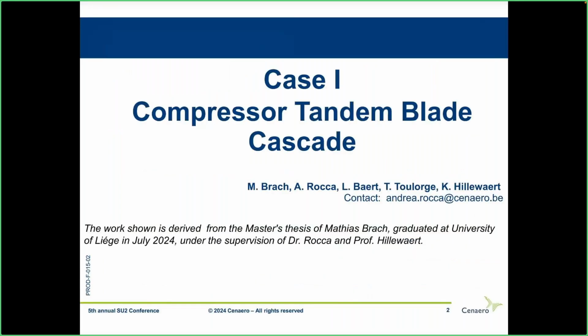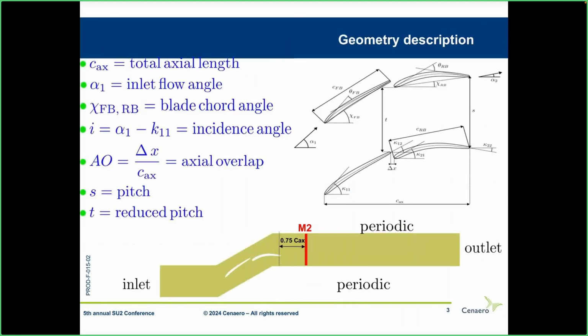So the first case is a compressor tandem blade cascade, and it has a fairly usual configuration. There's a front blade and a rear blade. The total axial chord is one of the important parameters, and we define the domain with an inlet where we set the total pressure, total temperature, a Mach number and an angle of attack. At the outlet, we set the static pressure, and we have a pitchwise periodic condition.